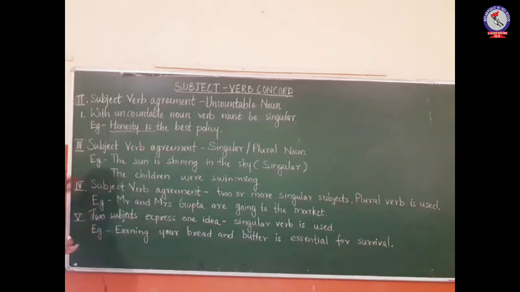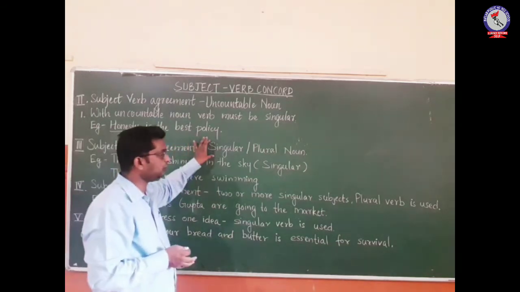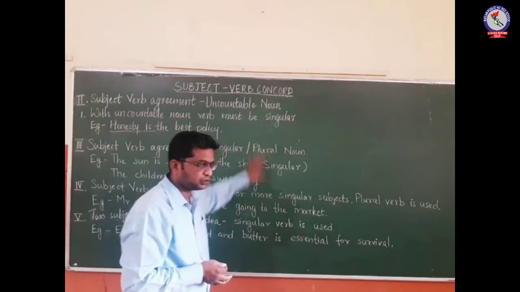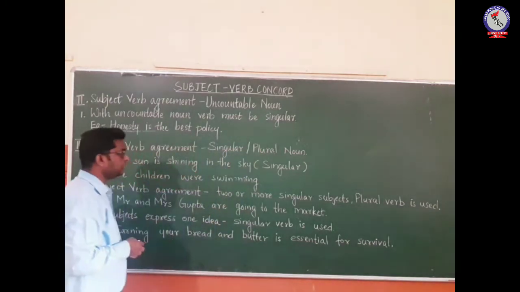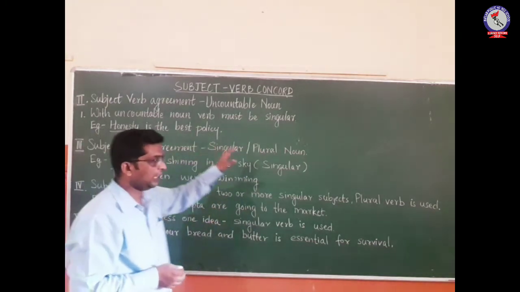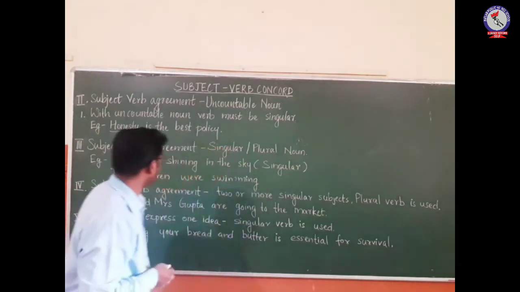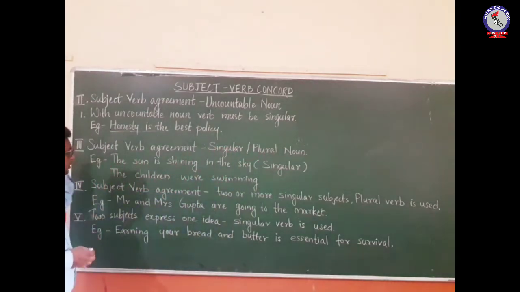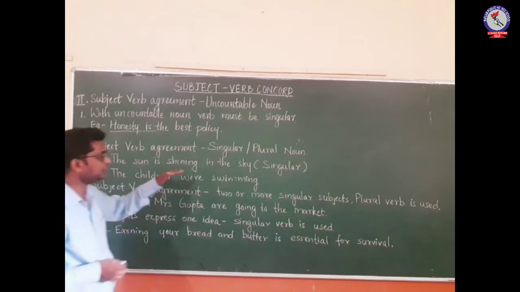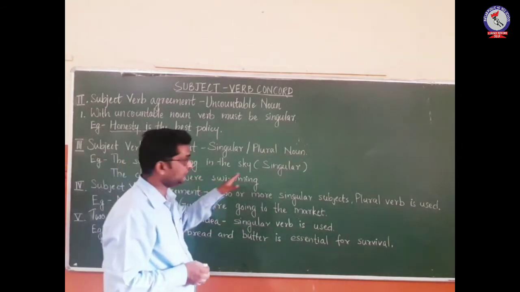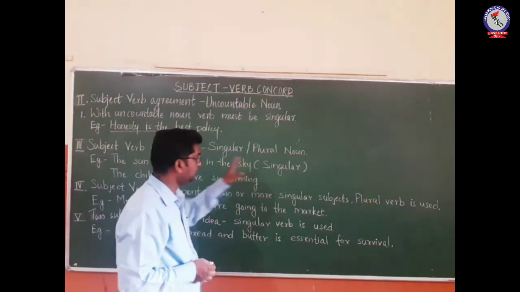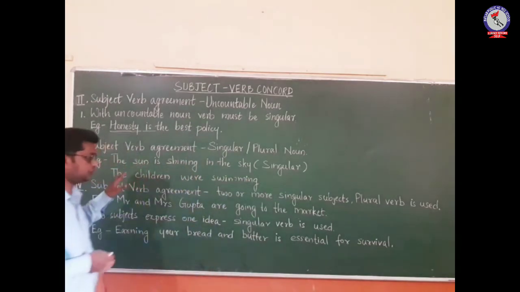Now see the subject-verb agreement with singular and plural nouns. Subject-verb agreement with singular and plural nouns. See here, example, the sun is shining in the sky. This is a singular sentence.